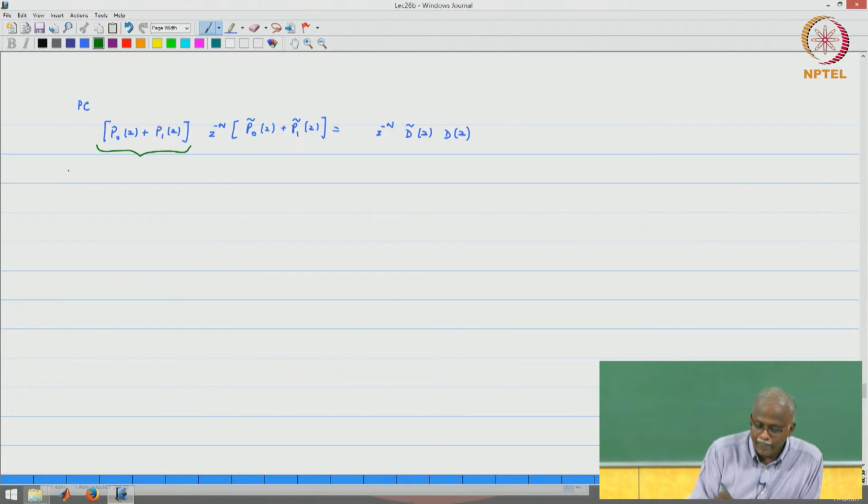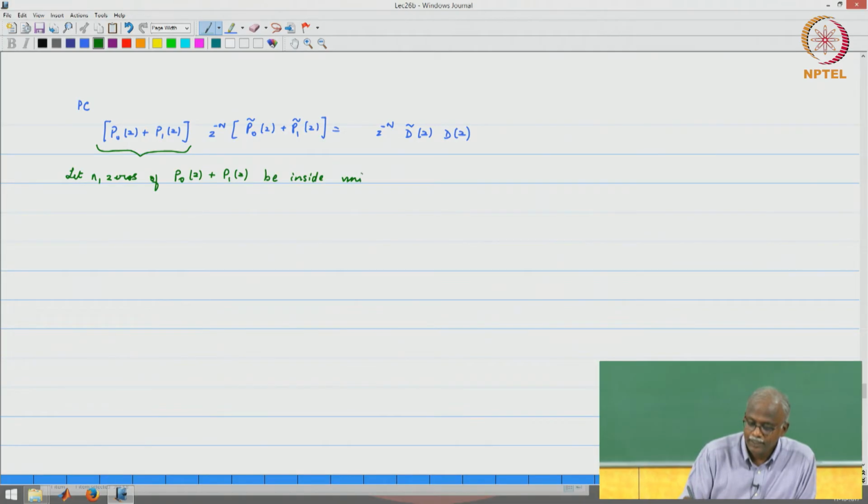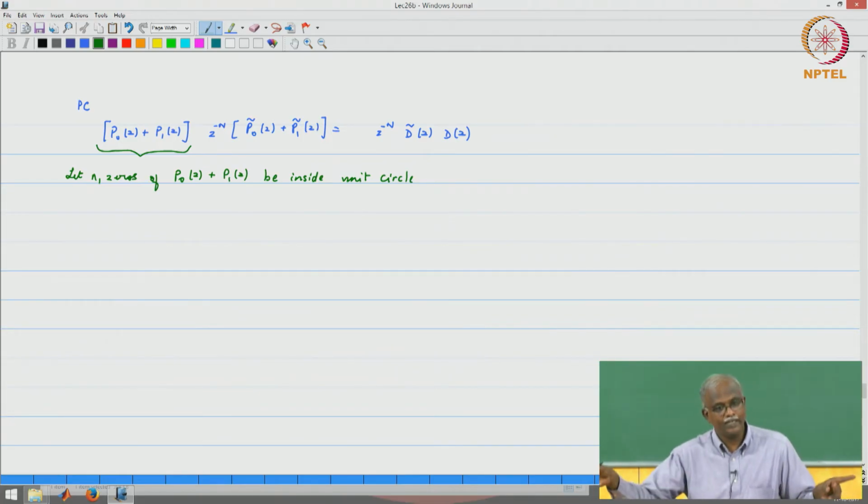Now we do not know where the zeros lie, it is a combination of two polynomials. So let n1 zeros of P naught of Z plus P1 of Z be inside the unit circle, and the others are outside the unit circle. How can I make that statement? Why not on the unit circle? Because what is there on the left hand side must be on the right hand side, and the right hand side does not have any zeros on the unit circle. It has to be either inside or outside.